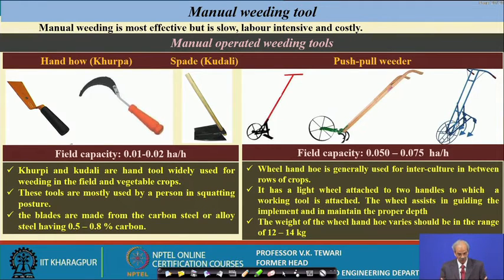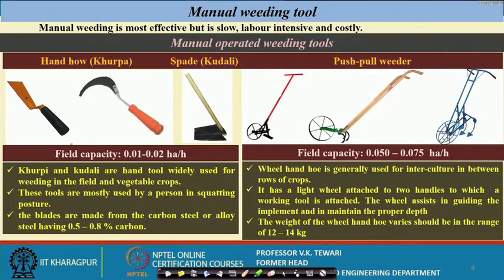So, it is worth showing what these are. In fact, all of these are manual operations. What we want to emphasize here is that the capacity is very less. The capacity of these is less because they are manually powered, that means human power is used for this. So, let us have a look at this.